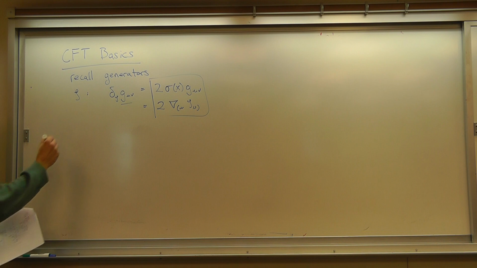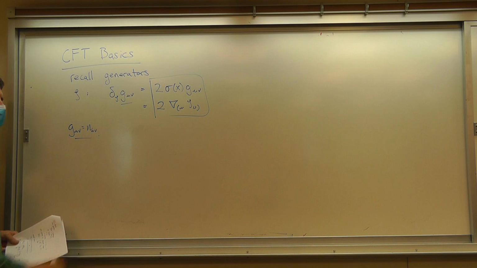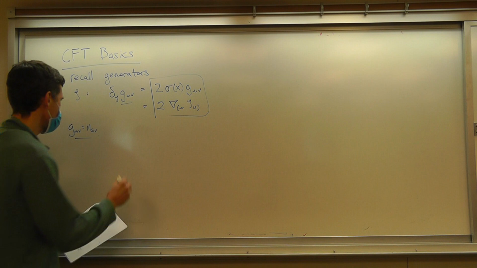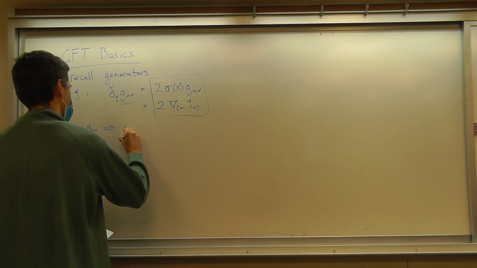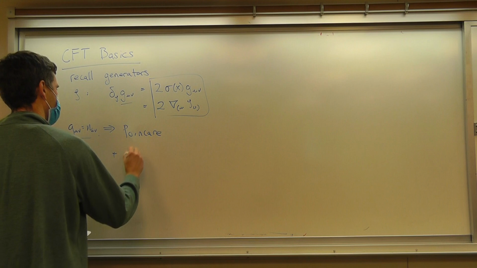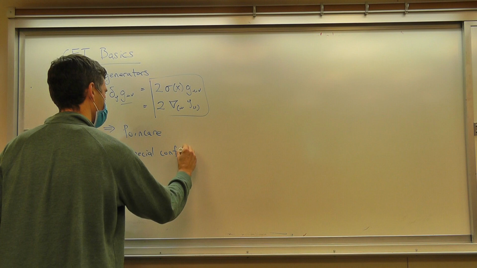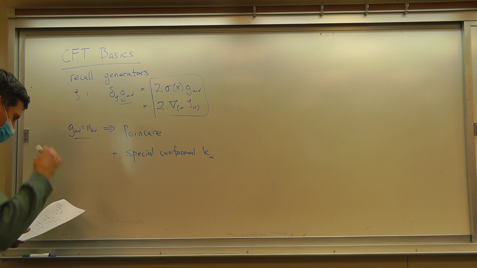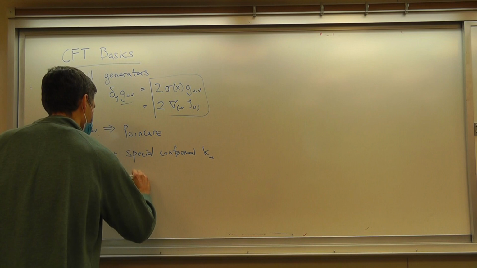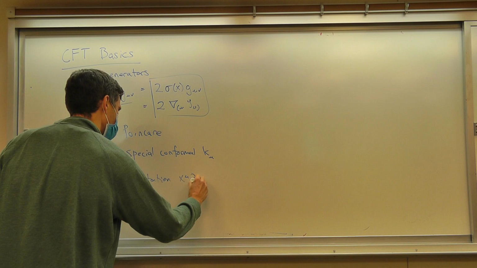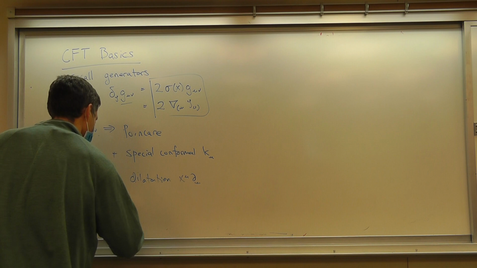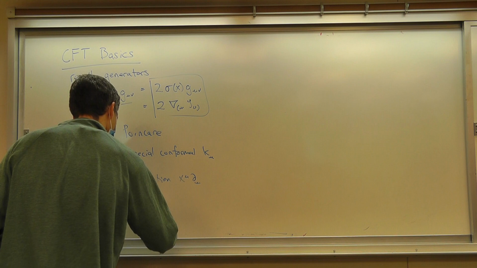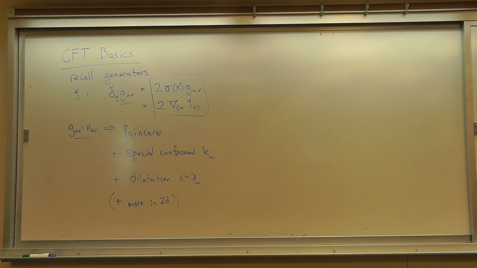So if you take g mu nu equals eta mu nu, which is mostly what we mean when we're talking about conformal symmetry, then the generators are Poincaré, plus special conformal generators K mu, which I wrote before but I'm not going to write again, plus the dilatation x mu d mu. And that's all of them in more than 2 dimensions. There are more in 2 dimensions, which we'll come back to. But we're just going to discuss the general case today. Everything I'll say will also apply to 2 dimensions, but in 2 dimensions you get more.